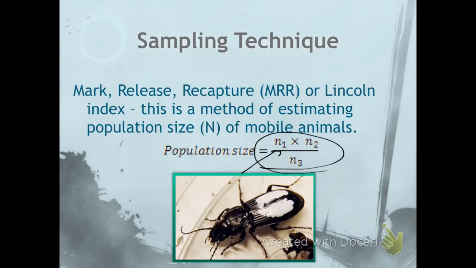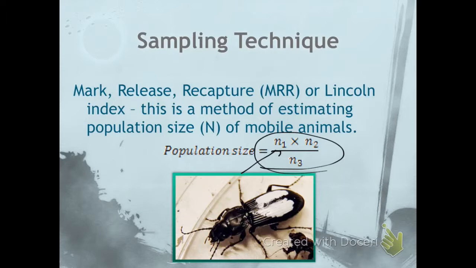N2 then is the number of organisms caught in the second sample. Those organisms that I caught for N1 are marked and released. I wait 24 hours, and then using the same method and the same rigor, I'm going to go out and collect as many organisms as I can again. This time I'm not going to mark them, I'm just going to count them, and that number is going to be my N2 value.